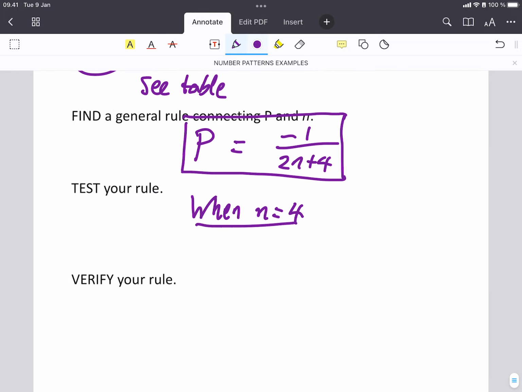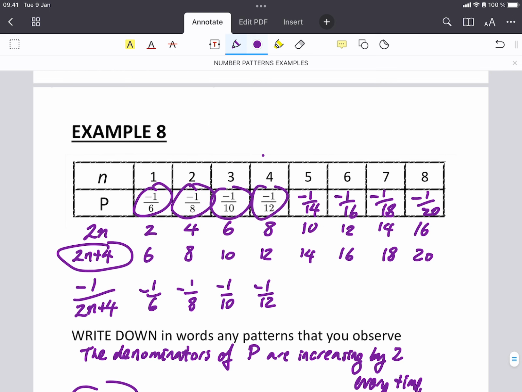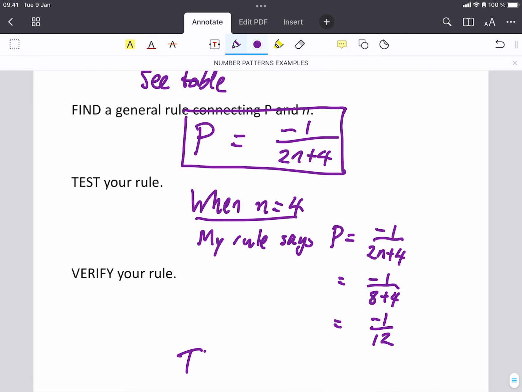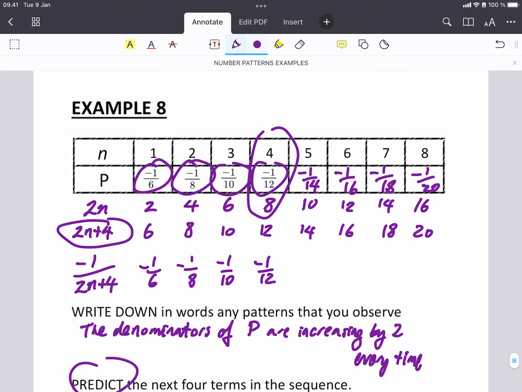They don't always like it on the mark scheme if you do it for the very low ones for some reason. So when n equals 4, my rule says p equals minus 1 over 2n plus 4 equals minus 1 over 2 times 4 is 8, 8 plus 4 equals minus 1 over 12, and that matches the value in the table. So that's testing it.